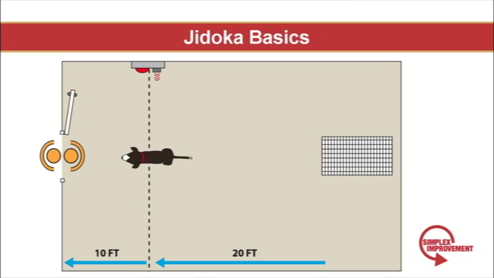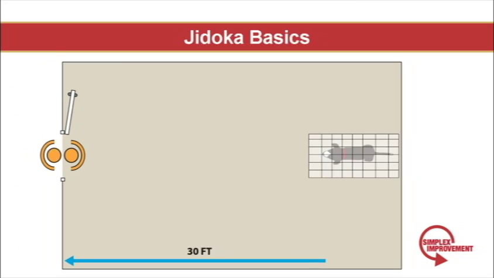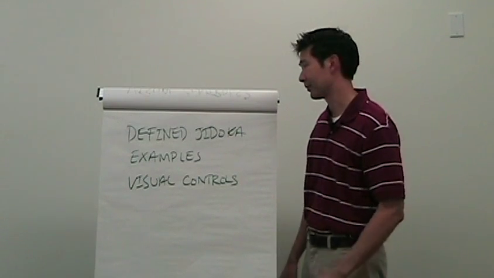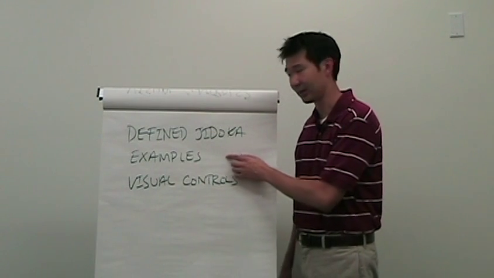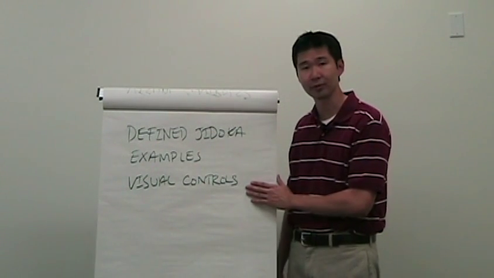You have to build quality into the root of the process if you want to prevent errors and not just catch them. So here's a quick summary of what we learned. We defined what Jidoka was, we saw some examples of Jidoka, and then you saw some real-world visual controls.